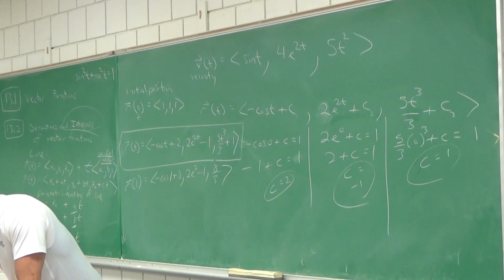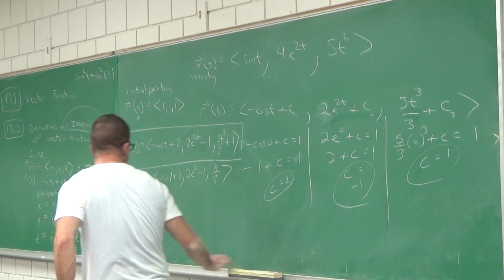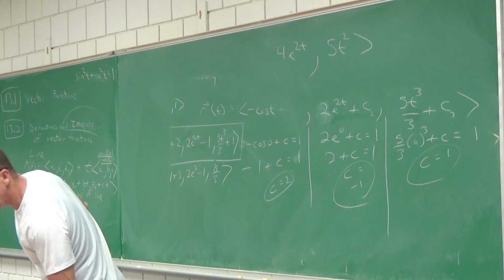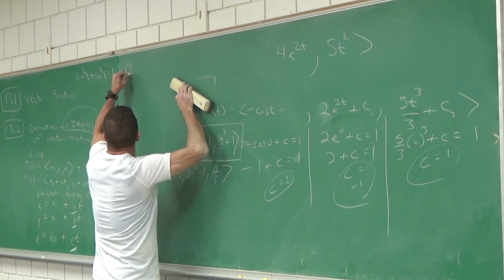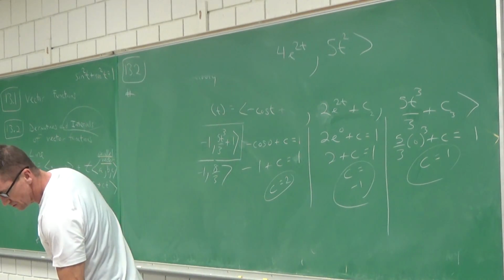Don't worry, if I don't find a good problem out of here, I'll just make one up. 13.1, got it? Find the angle of intersection. 13.2. Here you go. This is on page 852. 13.2. This is number 33.